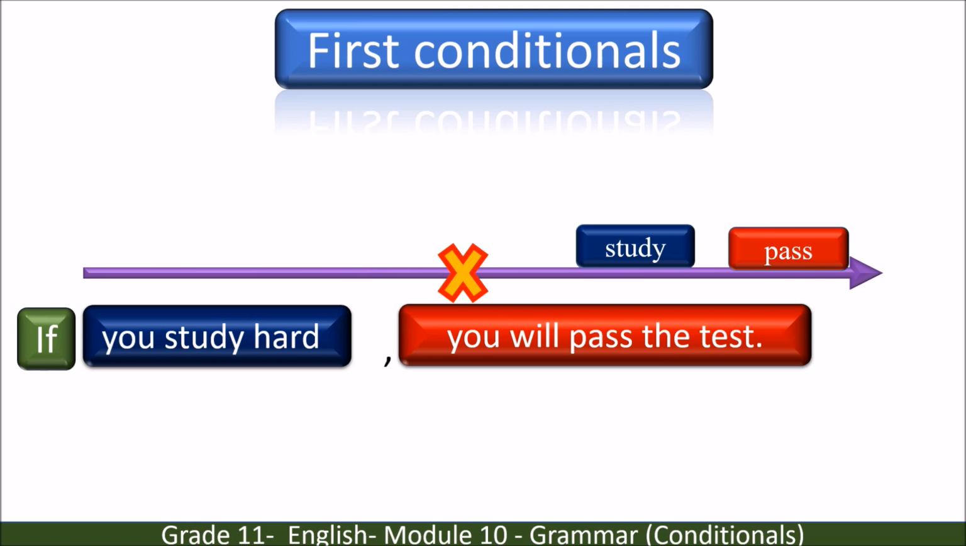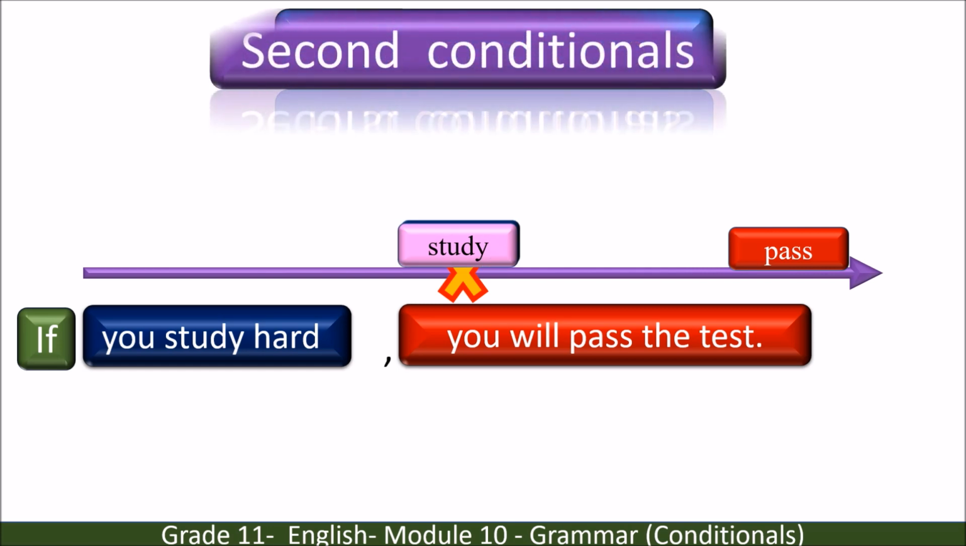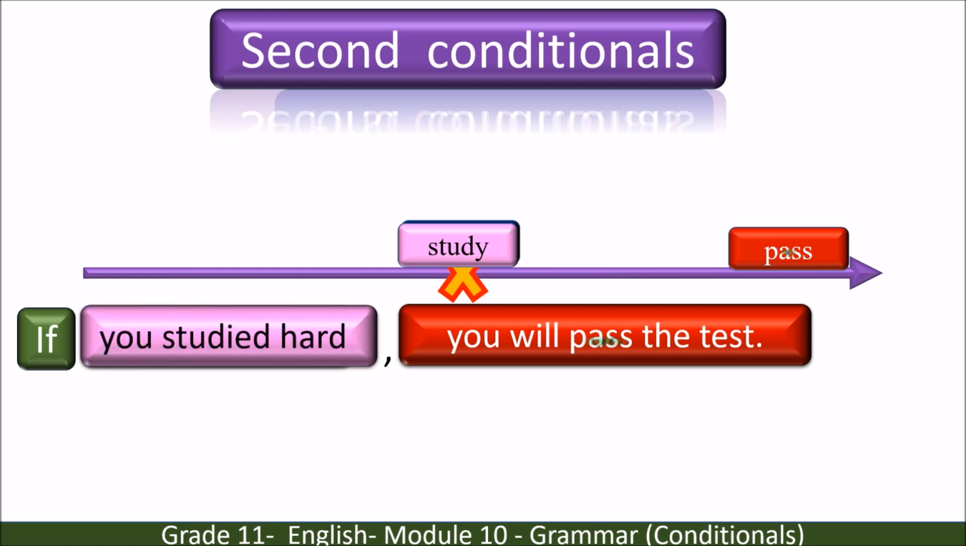In this example of first conditional sentences, we learned that when the two actions are in the future, we use first conditionals. But if the school year already started and the teacher thinks that you are not studying hard, the verb study is no longer in the future. It moves to the present. And passing the test is now unlikely or improbable. So in this case, we use second conditionals. And the teacher says, if you studied hard, you would pass the test.